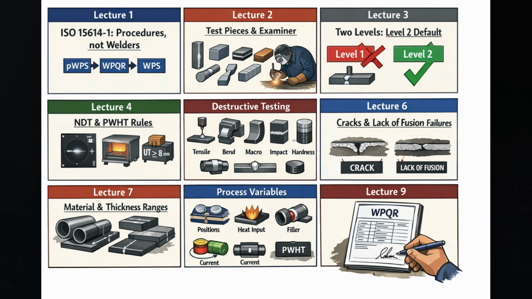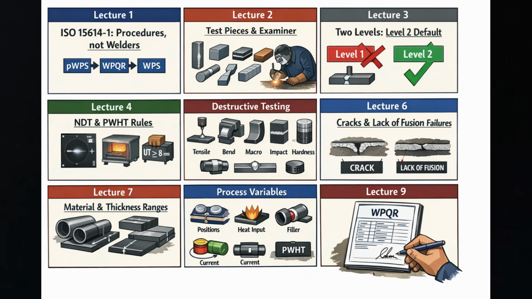Final recap, the complete Series. Lecture 1. ISO 15614-1 qualifies welding procedures, not welders or equipment. 3 documents. PWPS, then WPQR, then WPS. Lecture 2. 4 test piece types. Minimum dimensions. Examiner must witness welding and testing.